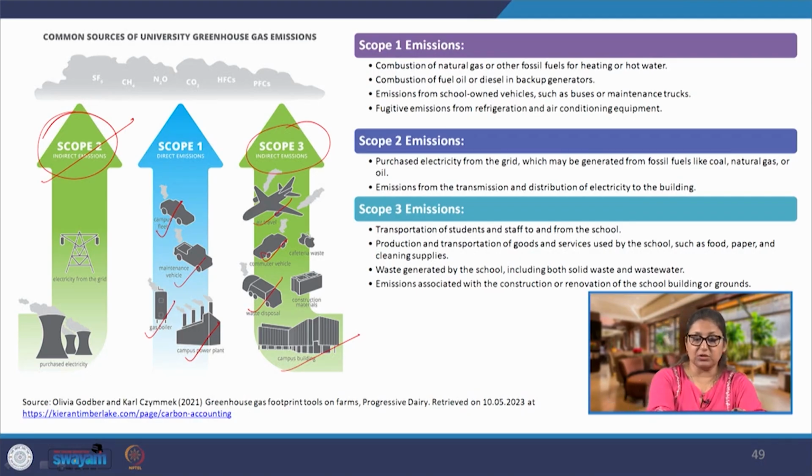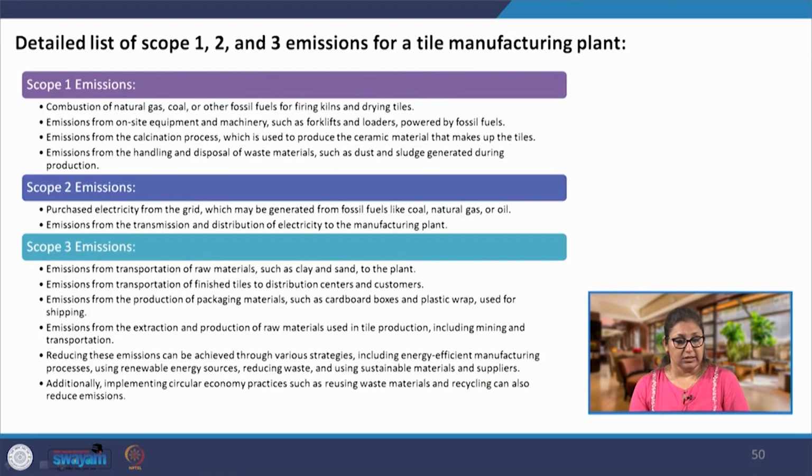So, this was for university greenhouse gas emissions, and through that I have tried to tell you the significance of building design and construction when we are talking about the GHG emissions, scope 1 and 2 particularly. This is another example which is scope 1, 2 and 3 emissions for a tile manufacturing plant. Now, what have they considered here as scope 1 emissions, which are the direct emissions?